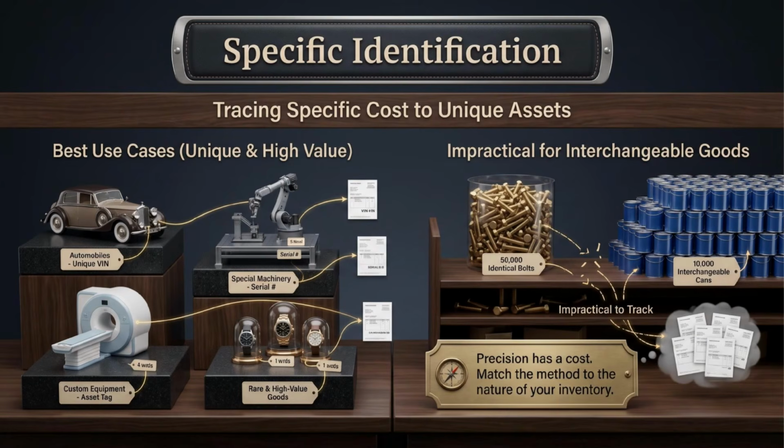Specific identification traces the actual cost to the actual item sold. It works best when units are unique, high value, and low turnover, such as automobiles, special machinery, custom equipment, or other goods with serial numbers, vehicle identification numbers, or asset tags. The method is precise because each unit carries its own cost, but that precision has a cost. It is usually not practical for thousands of identical bolts, paint cans, or low value interchangeable items. Specific identification is excellent when individual tracking adds value. It is not excellent when the accounting department starts needing a microscope for every screw.